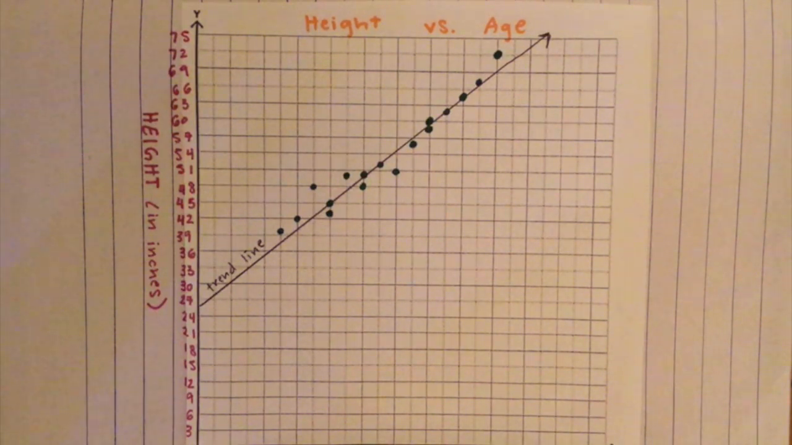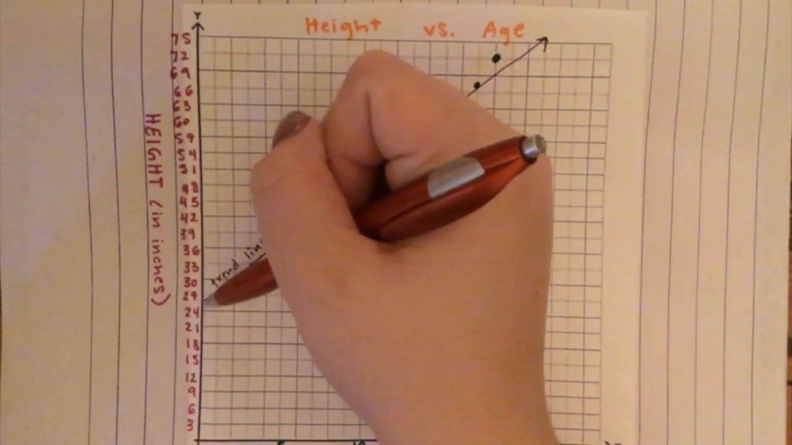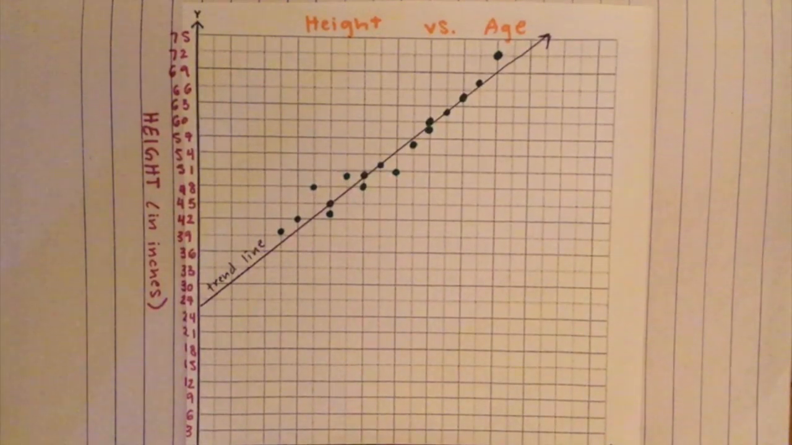Okay, so make sure you have your trend line in there. You can make it any color, it just has to be straight, there has to be an arrow, and you do want to make sure that it goes all the way back to the y-axis, because we are going to be talking about the y-intercept in a second.